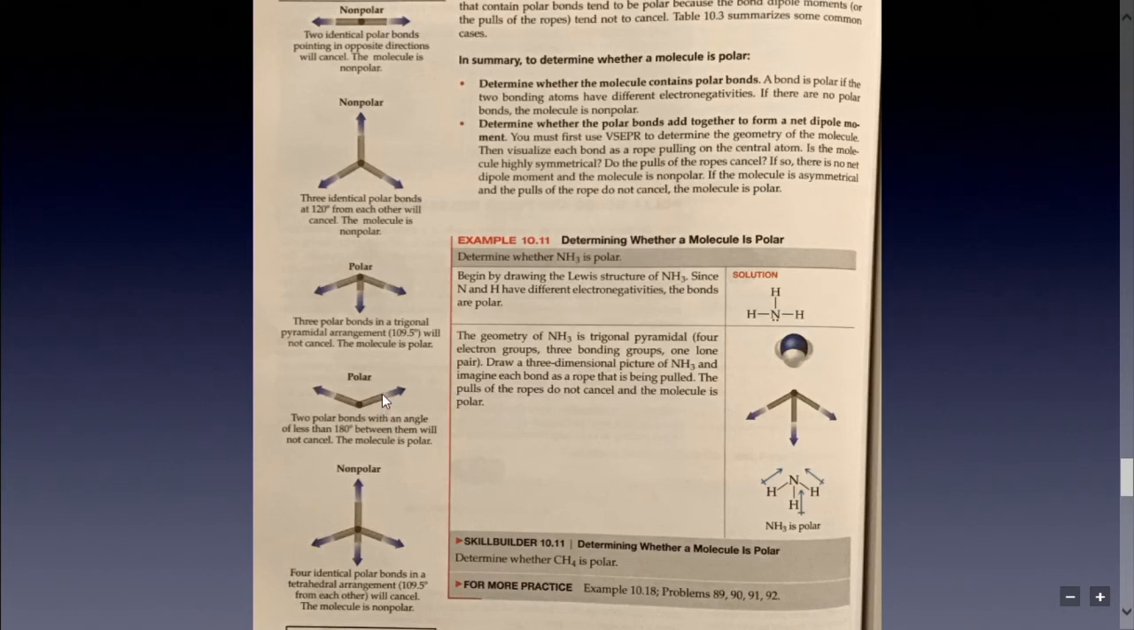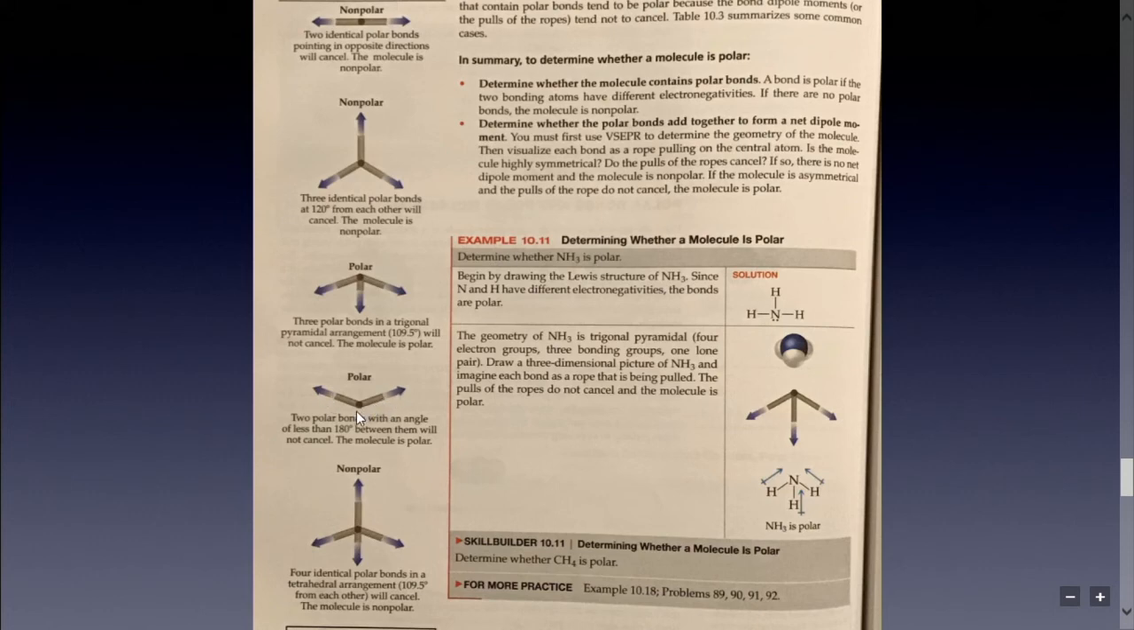Okay, they have to be exactly 180 like this up here for them to cancel. If they're a little bit less than 180, like a bent molecule, they're not going to cancel. Sorry. So this molecule would be polar as well. And the reason this would be bent anyways, as you know, is because there would be a lone pair of electrons on this central atom pushing these electron groups away, making it bent.